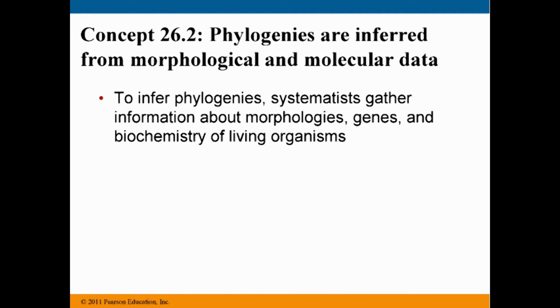It says phylogenies are inferred from morphological and molecular data. So it goes on to say to infer, or to make guesses about these phylogenies, systematists gather information about morphologies, how things look, about their genes, and about the biochemistry of living organisms. So we can work with living organisms. We can discover how these living organisms actually do look as they are alive, how their metabolism works, all of the interesting stuff we can see with the living organism.